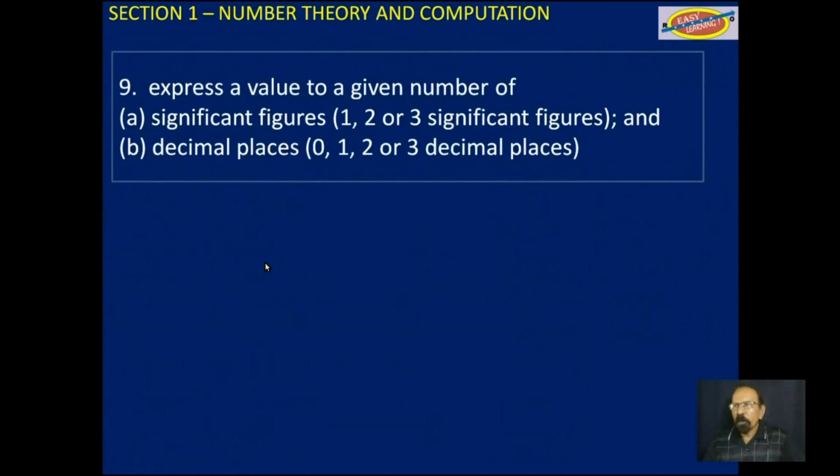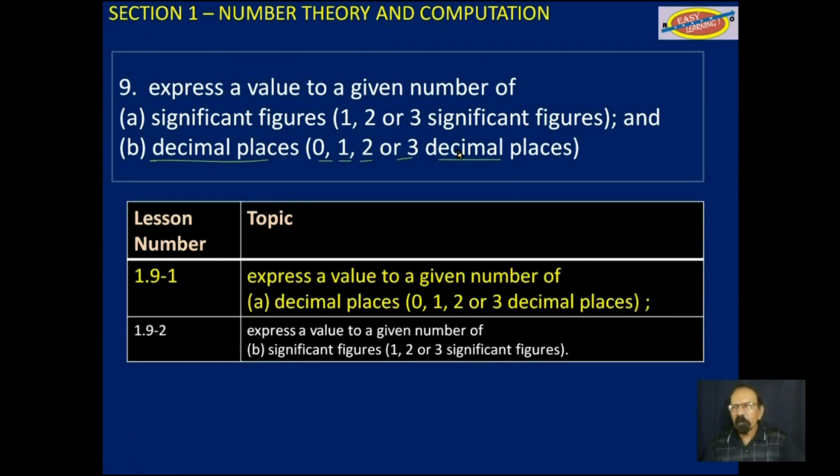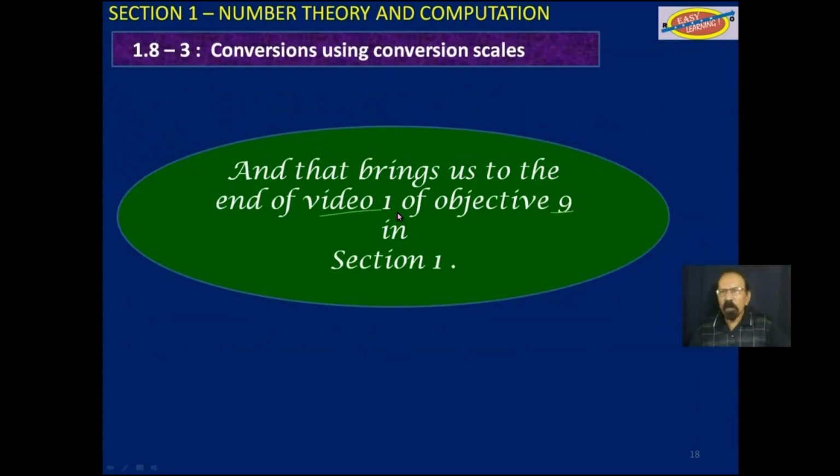So we were dealing with decimal places, 0, 1, 2, or 3 decimal places, rounding off numbers to those decimal places. Next we will deal with significant figures, but you need to know about rounding off numbers to specific decimal places before we can do significant figures. And that brings us to the end of video 1 of Objective 9 in Section 1.